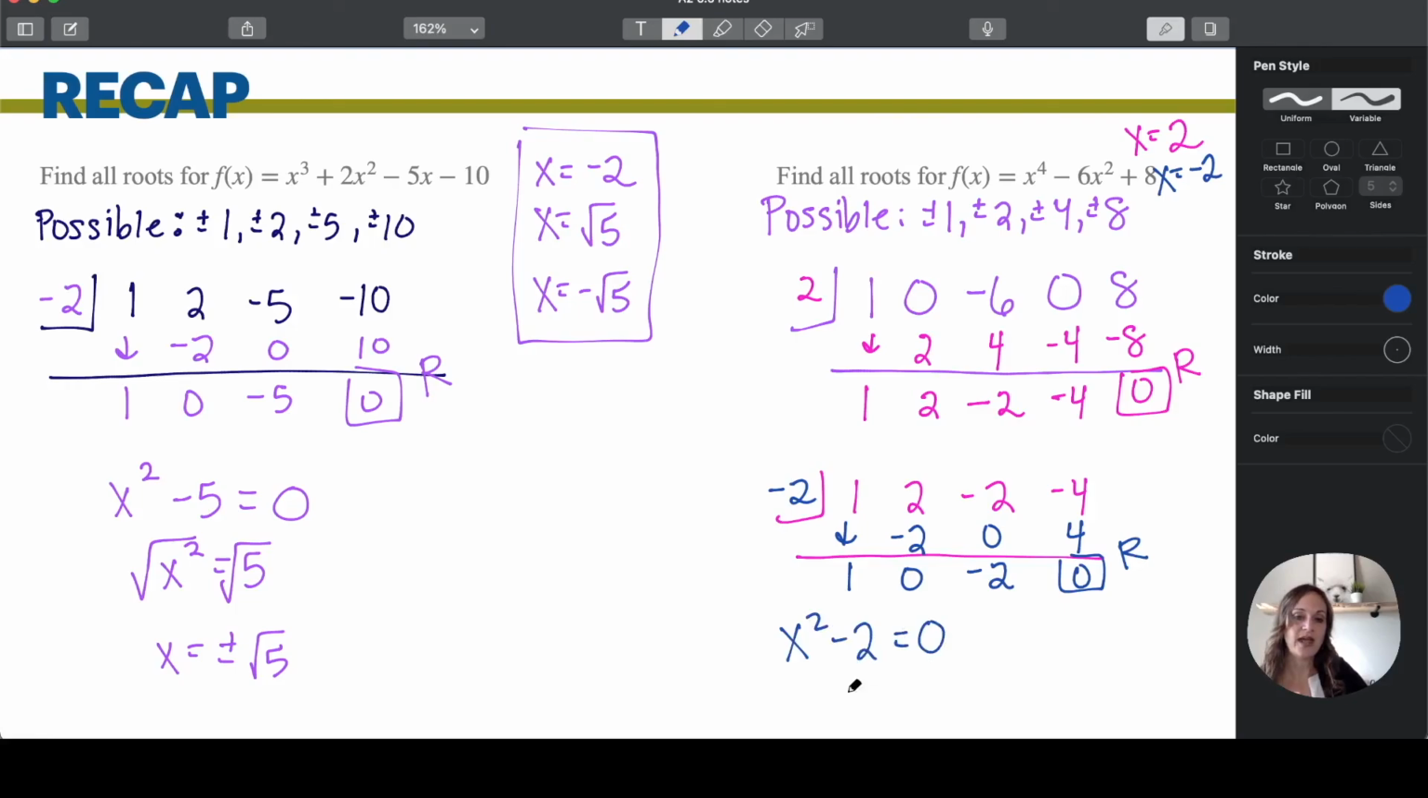To solve, you would add 2 to both sides, take the square root, and you would get plus or minus the square root of 2, and that is our other 2 answers. You get the square root of 2, and you would get negative square root of 2. And we found 4 answers. The highest degree is a 4, which means we found all the answers.